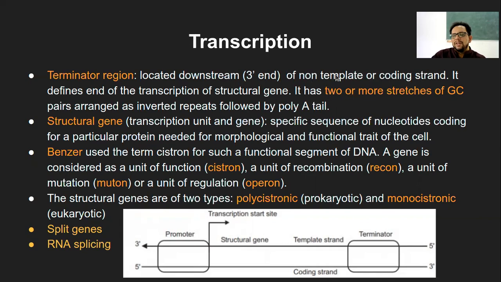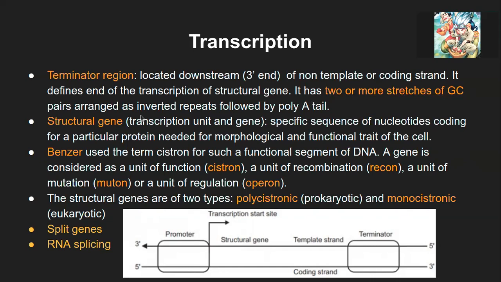Non-template or coding strand means the DNA strand which is from 3' end to 5', right? So that is the DNA strand they are talking about. It defines the end of transcription of the structural gene. So we know what a structural gene is. It's a particular code of nucleotides which is coding for a protein. That's what a structural gene is. And at the end of this structural gene, there will be a terminator region, which has 2 or more stretches of GC. GC is guanine and cytosine pairs.